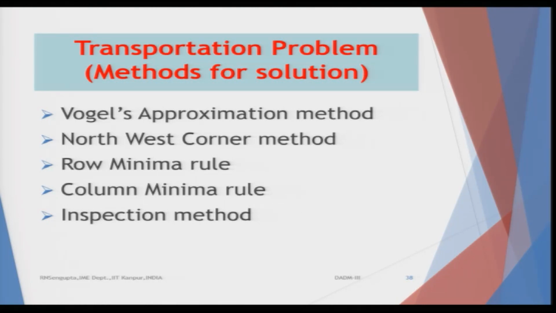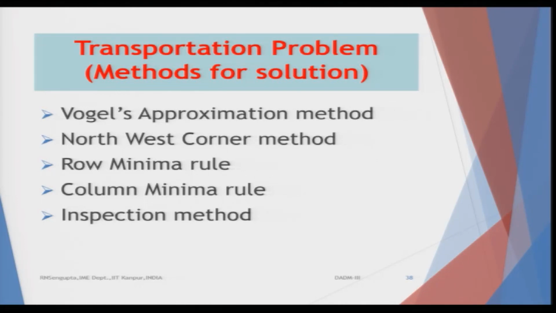The second one is the northwest corner method, where you go to the northwest corner and balance accordingly. Another is the row minimization rule, where you consider each of the rows, meaning the origins. One is the column concept, where you concentrate on the destinations, and one is the base rule, a thumb rule based on inspection.